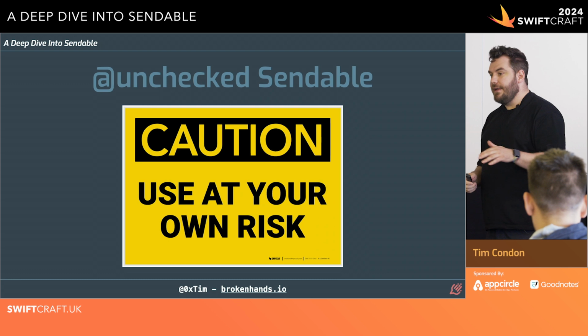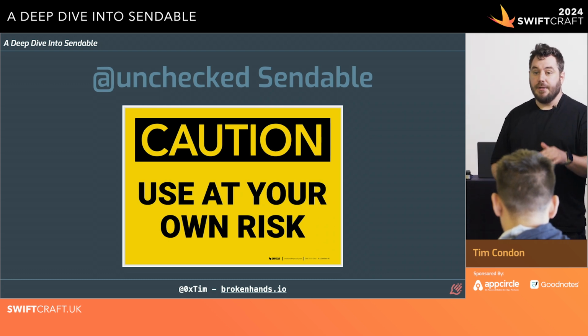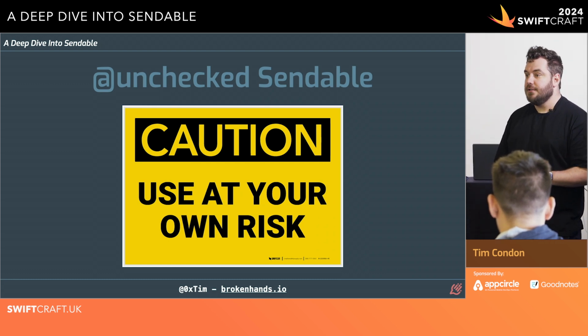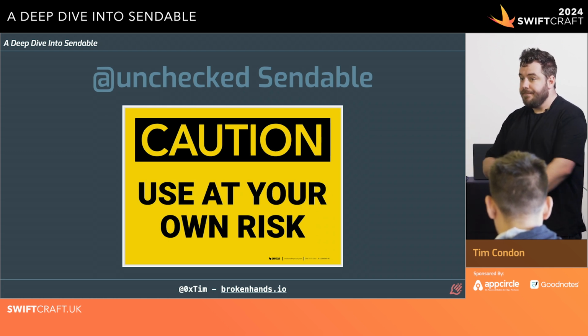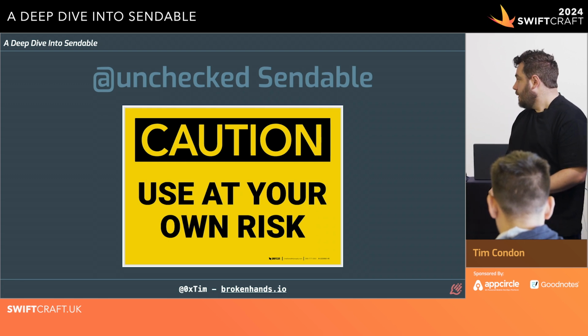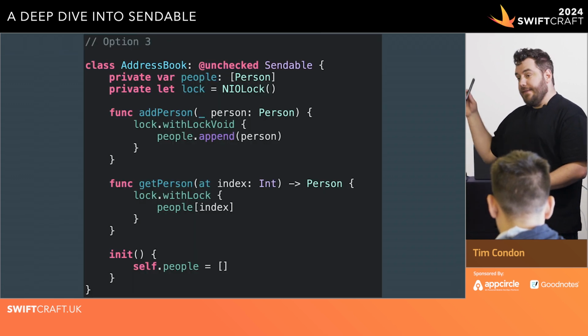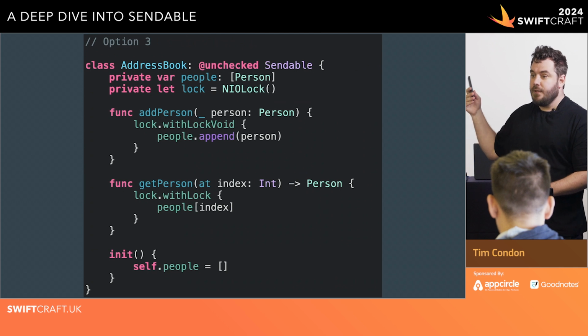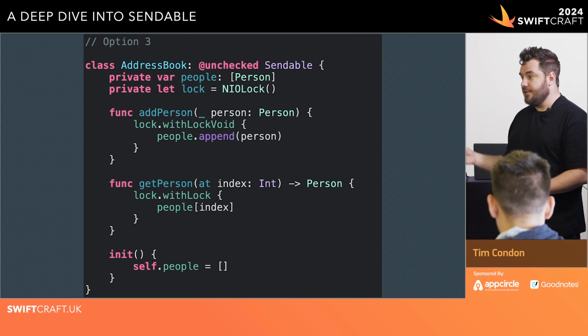But be very careful about using unchecked Sendable because it's very easy to shoot yourself in the foot and cause problems. Unchecked Sendable will stop the compiler doing any Sendable checking in that type, which means that if you have issues, the compiler is not going to tell you about them. And in fact, there is an issue in this code. There's a problem that will cause a data race. Can anyone spot what it is?